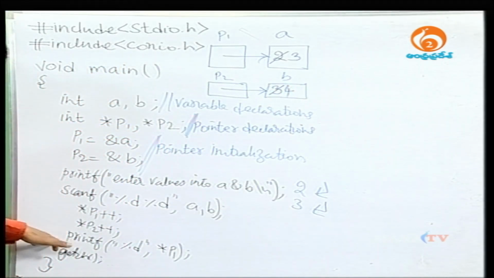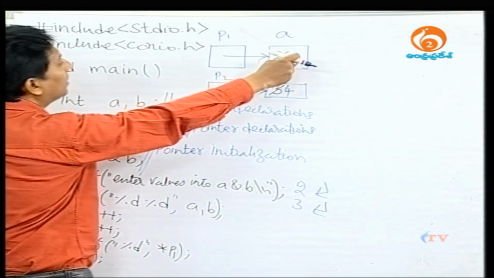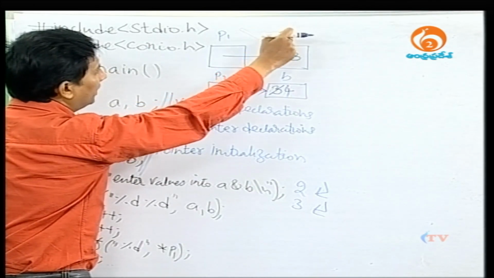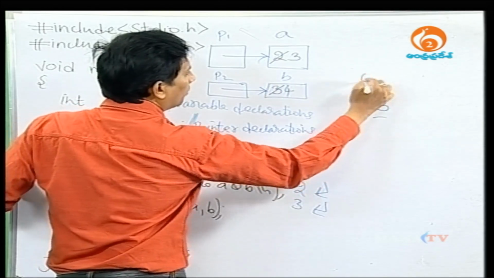Next, printf star P1. I am indirectly accessing the value of variable A. So variable A's value is 3, and 3 is printed as output.